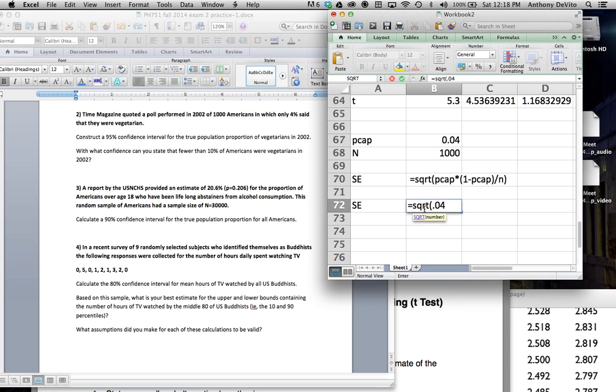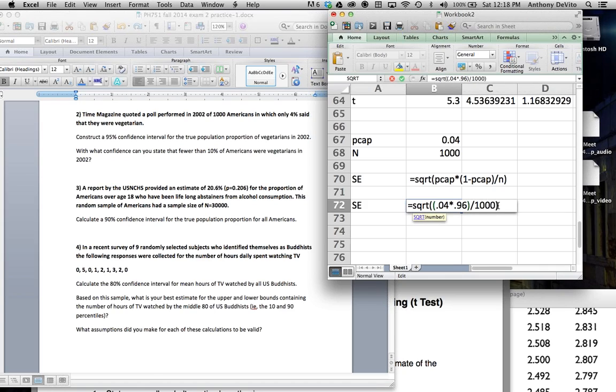0.04 times 0.96 over the sample size, which is 1,000. Okay, so it's going to do that and then divide by that. I want to make sure it does the square root of the whole thing, so I'll put another parentheses around here.